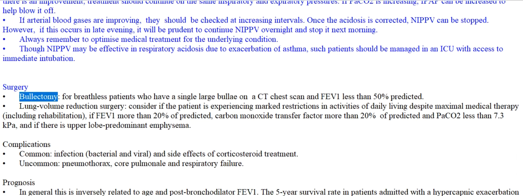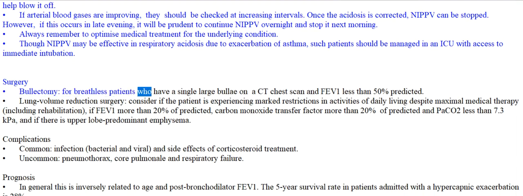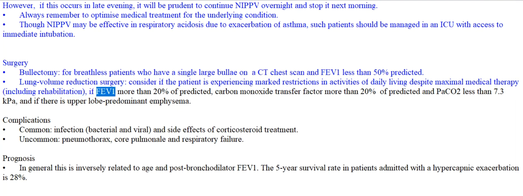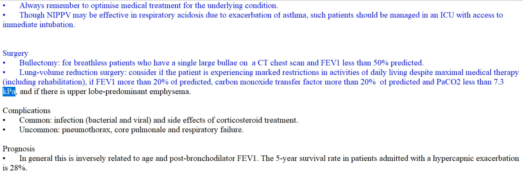Surgery. Bullectomy: for breathless patients who have a single large bulla on a CT chest scan and FEV1 less than 50% predicted. Lung volume reduction surgery: consider if the patient is experiencing marked restrictions in activities of daily living despite maximal medical therapy, including rehabilitation, if FEV1 more than 20% of predicted, carbon monoxide transfer factor more than 20% of predicted and PaCO2 less than 7.3 kPa, and if there is upper lobe predominant emphysema.